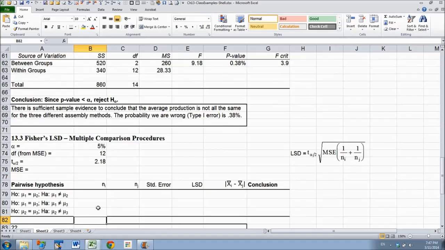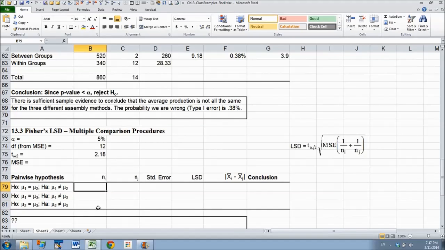Then we have 3 distinct pairs. When we have 3 means, mu sub 1, mu sub 2, mu sub 3, we get 3 unique pairs. Mu sub 1 equal to mu sub 2 or not is the first one. Then mu sub 1 equal to mu sub 3 or not. And then mu sub 2 equal to mu sub 3 or not. So these are the 3 possible pairs.